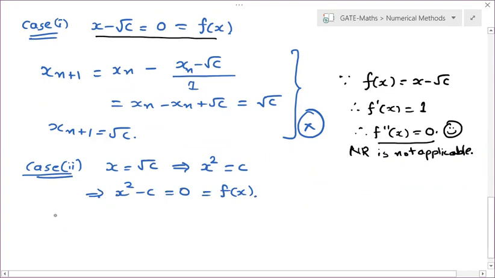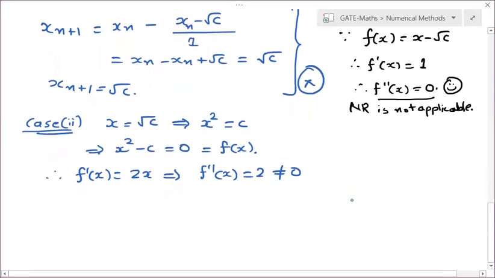Now, what will be our f dash x, students? 2x minus 0, or not? And what is our f double dash x? It is 2. It is not equal to 0. Now we can apply Newton-Raphson method over here. Okay. So now let us apply Newton-Raphson method over here.